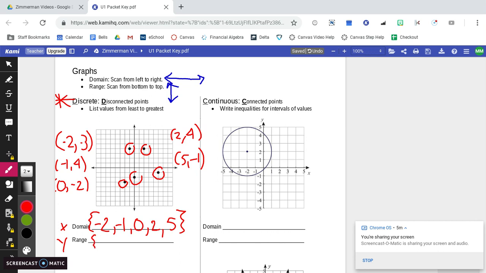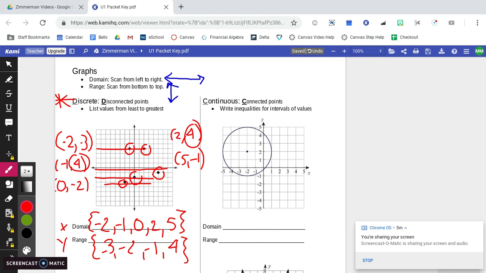So now for range, we want to go least to greatest Y's. Feel free to just kind of read the graph from the bottom to the top or use the ordered pairs. But we would have -3, -2, -1, and 4. Notice that 4 showed up twice, but we only need to write it down one time in our set list.